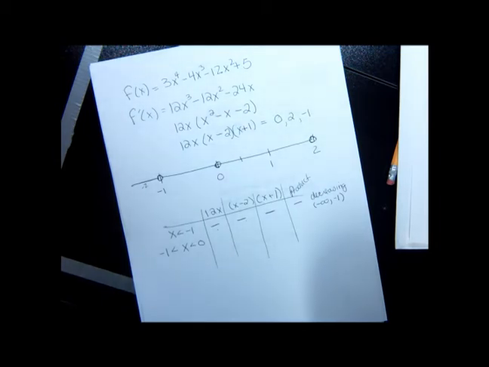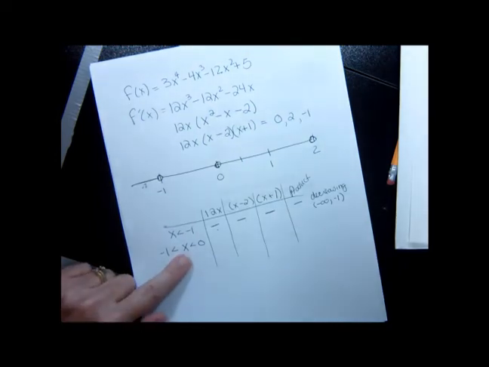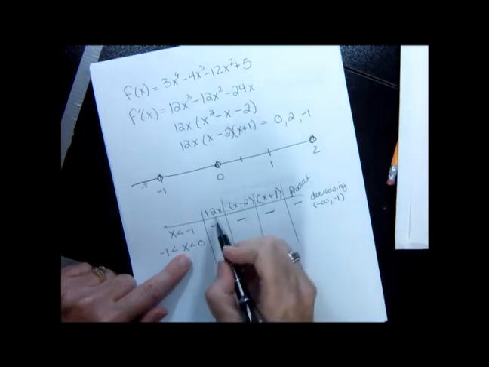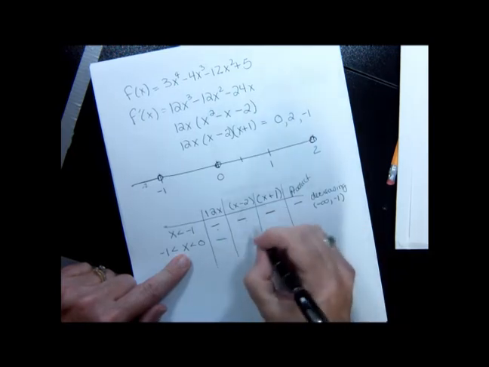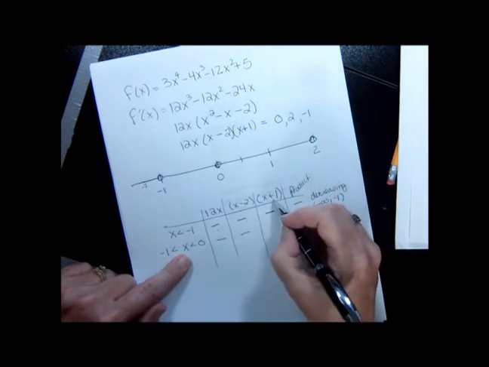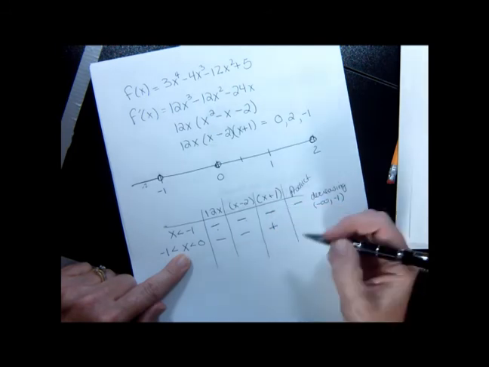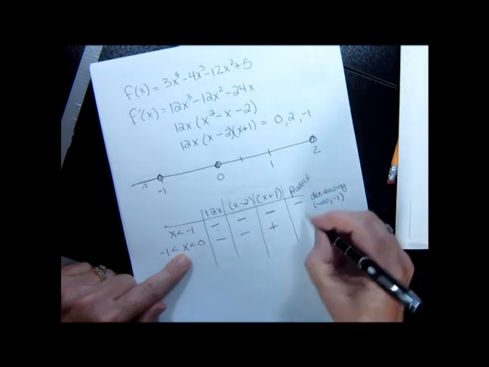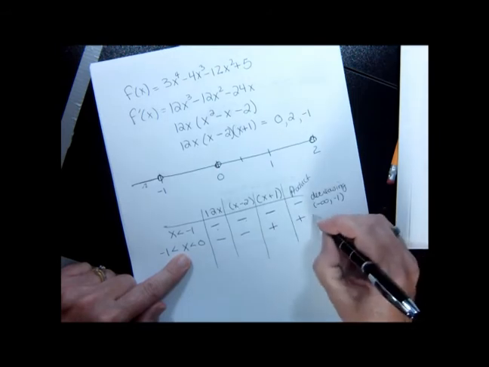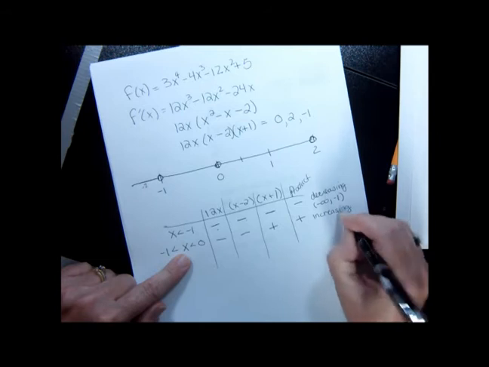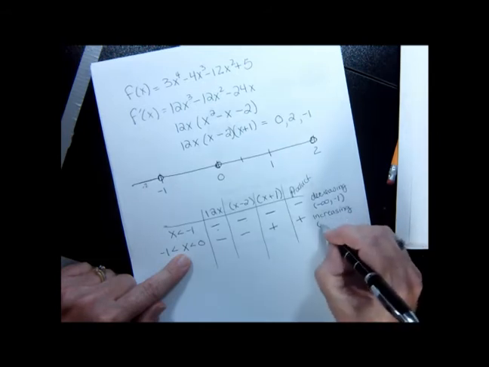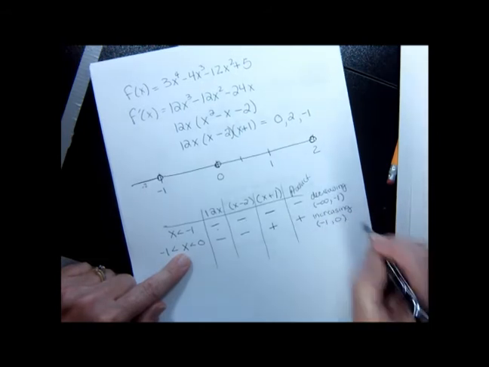So let's just pick -1/2. And again, we don't need to know the value, we just need to know the sign. So if I put -1/2 in here, I will get negative. In the second factor, I will get negative. In the third, I will get positive. And when I multiply all three of these together, I get positive. So now this shows that I'm increasing, because I have a positive value between -1 and 0.